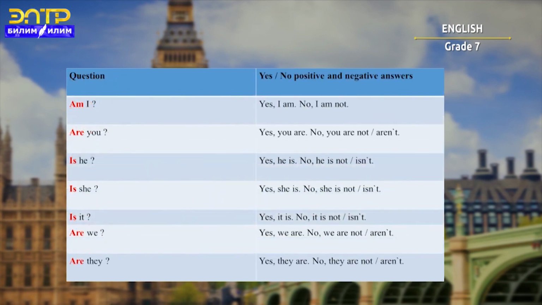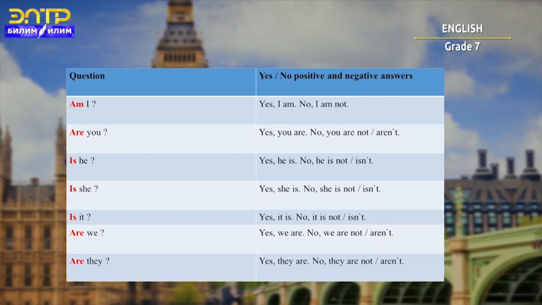Now look at the short positive and negative answers to these questions. Am I? Yes, I am. No, I'm not. Are you? Yes, you are. No, you are not, or you aren't. Is he? Yes, he is. No, he is not, or he isn't. Is she? Yes, she is. No, she is not, or she isn't.